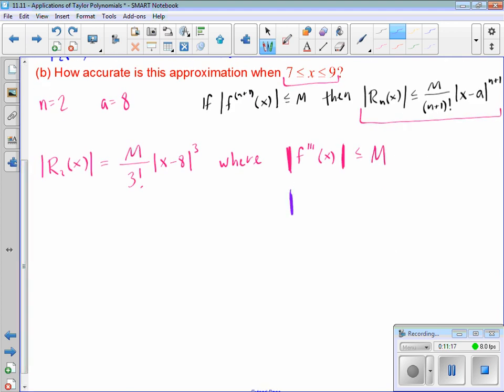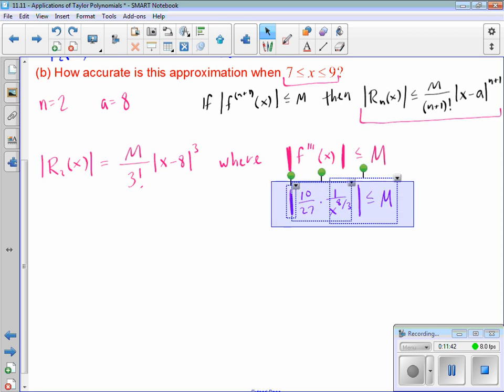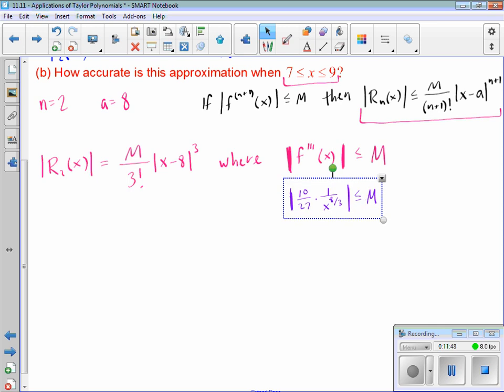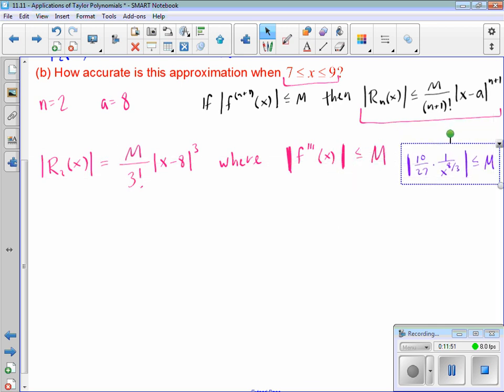Okay, so our absolute value, our f triple prime was 10/27, and then I'm going to write this as times 1 over x to the 8/3, good. And I know that's got to be less than or equal to M. Okay, so this is the part that I'm really working with here. We're trying to find our M, yep. That's the big thing here, is find what your M is. Okay, so any questions so far? I know we haven't done very much yet, just a lot of substituting stuff, so.